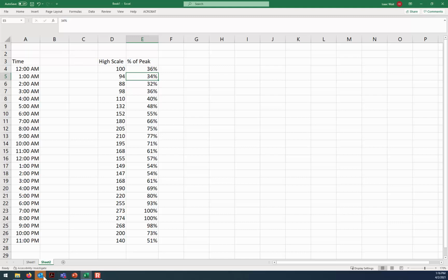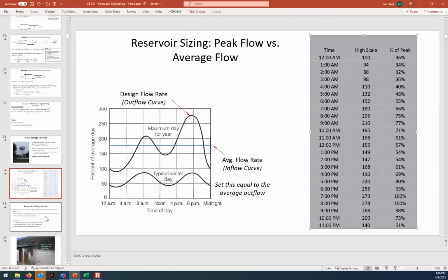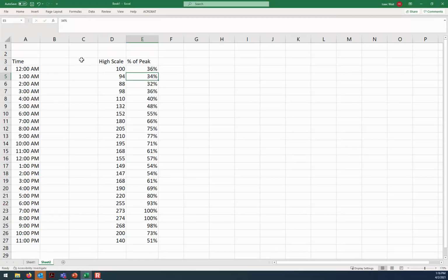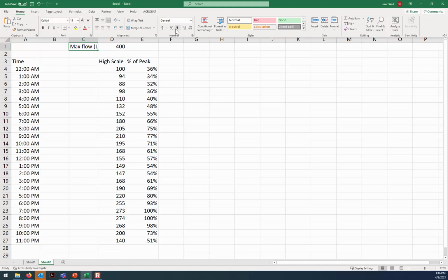Okay, now what we know is our max flow. We're going to do this example with the following data. We're going to do an example where we'll assume our peak demand is 400 liters per second. In your project, you had some other peak demand at the bottom of your summary sheet. But just for purposes of illustration, I'm going to use 400 liters per second to figure out how big the reservoir should be. All right, so up here I'm going to say max flow in liters per second is 400.